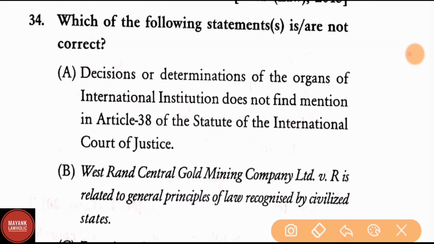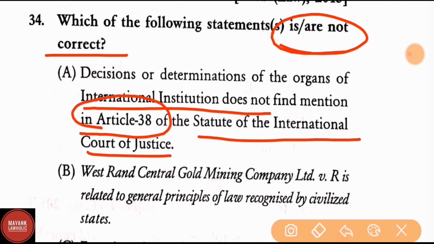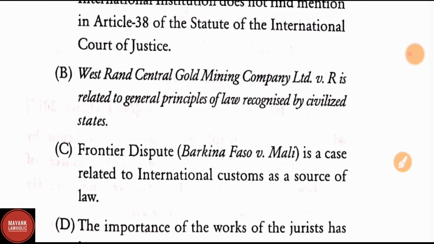Question number 34. Which one of the following statements is or are not correct? Option 1. Decisions or determinations of the organs of international institutions do not find mention in Article 38 of the Statute of the International Court of Justice. This is true. Option 2. Westland Central Gold Mining Limited versus R is related to general principles of law recognized by civilized states.